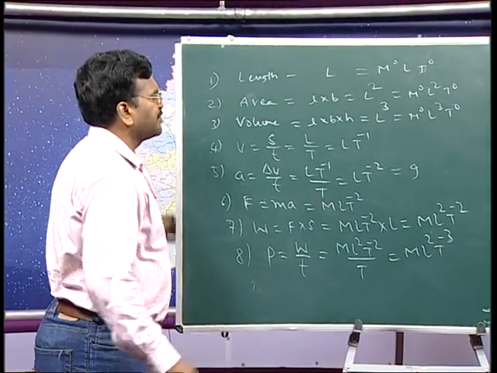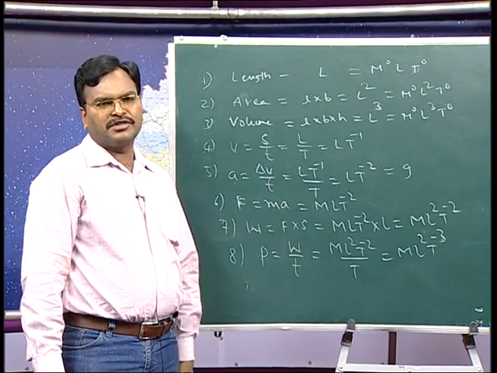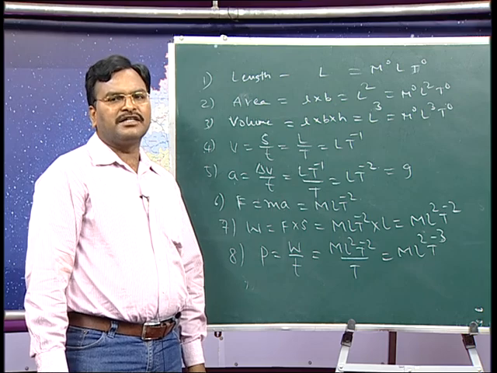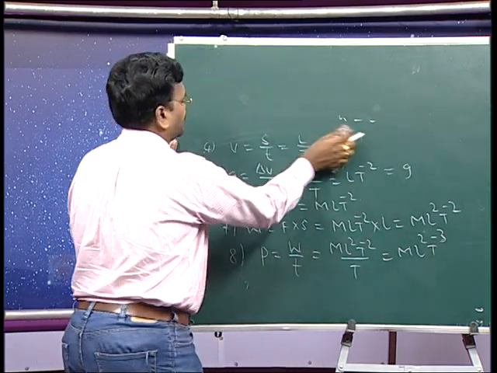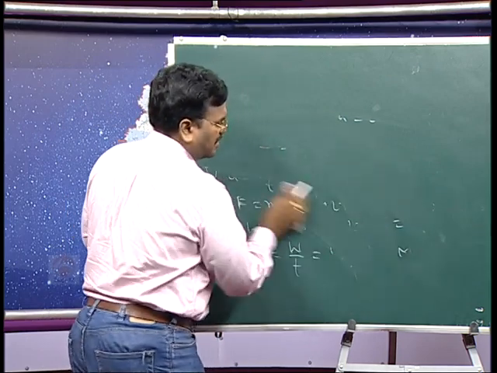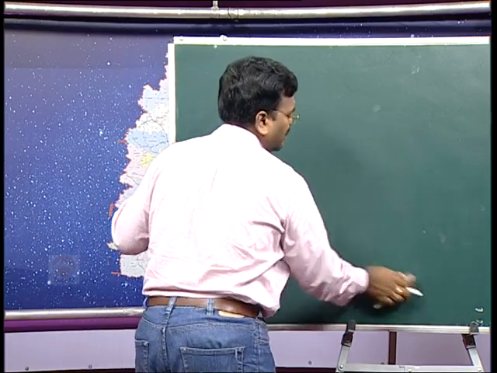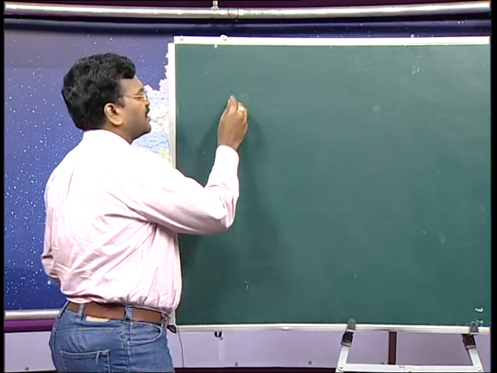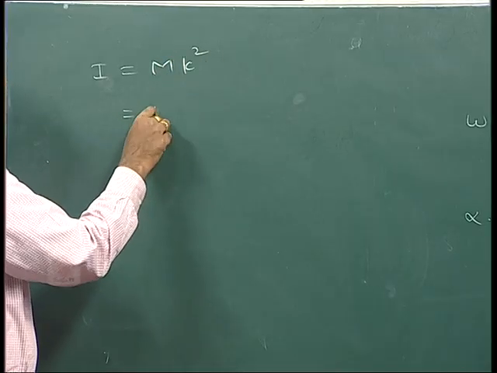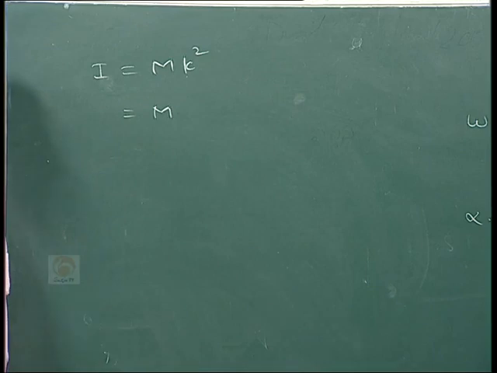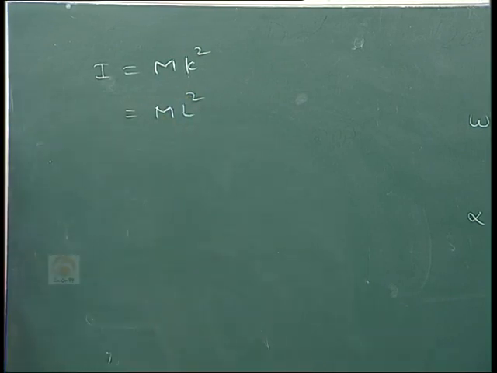Now, next, what is the dimension formula for torque? M L square T power minus 2 only. Next we have moment of inertia. Moment of inertia means what? M r square or M k square. What is k? Radius of gyration. Moment of inertia, I is equal to M k square. Dimension formula for mass is M. K is nothing but distance, so M L square. This is the dimension formula for moment of inertia.